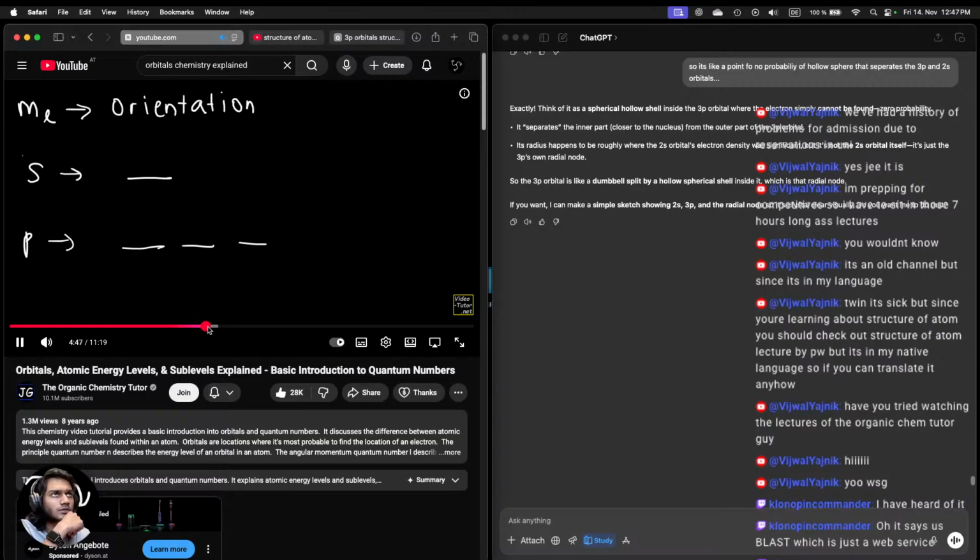Now, for s, we know that L is 0. For p, L is 1. ml will always vary between negative L and L. So in this example, L is 0, so ml has to be 0. Now for p, L is 1, so ml is going to be between negative 1 and 1, including 0.